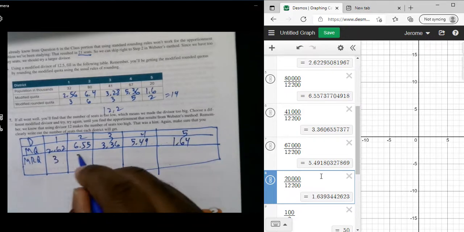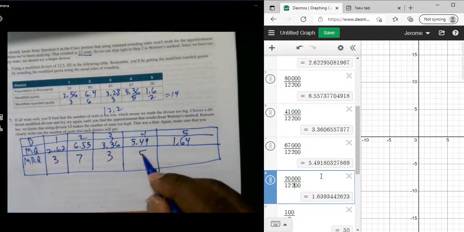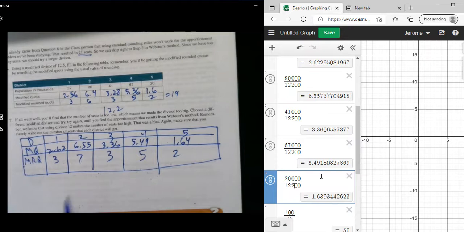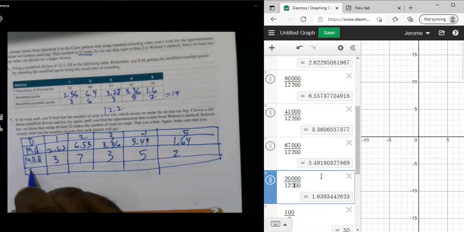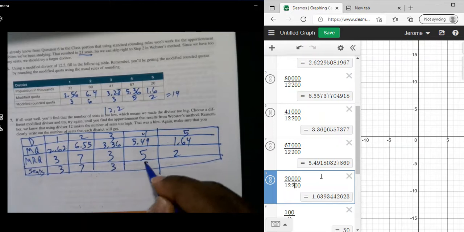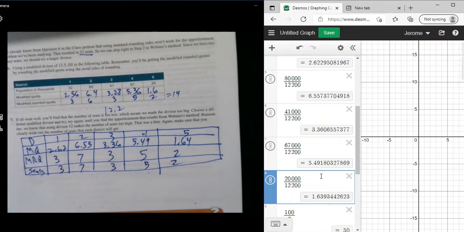This would be 3, 7, 3, 5, and 2. Now when we add all these together, it turns out that it gives us the right amount of seats. So this is basically it. This would be the seats that we would have here. So we can do another column and we could just put seats to let us know exactly how many seats each district gets. Any questions?